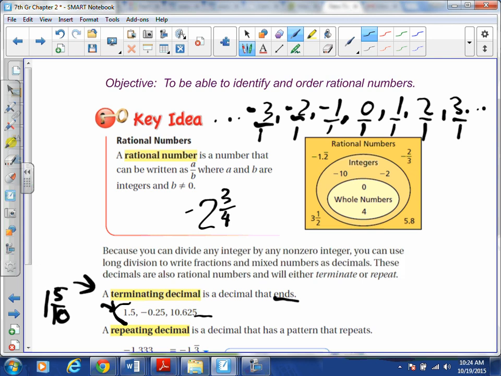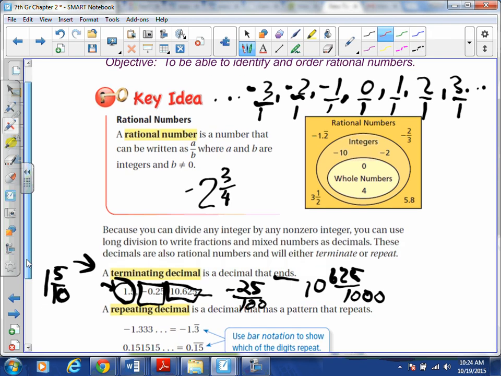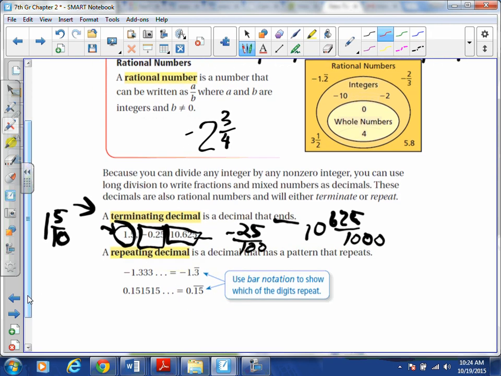So 1 and 5/10. See, I just wrote that as a fraction, so it's rational. -0.25 is -25/100, I just wrote it as a fraction, so it's rational. All right, can I write this as a fraction? If I can, it's rational. 10 and 625/1000. Boom, rational. I just threw my pen across the floor. Lucky you couldn't see that, huh?